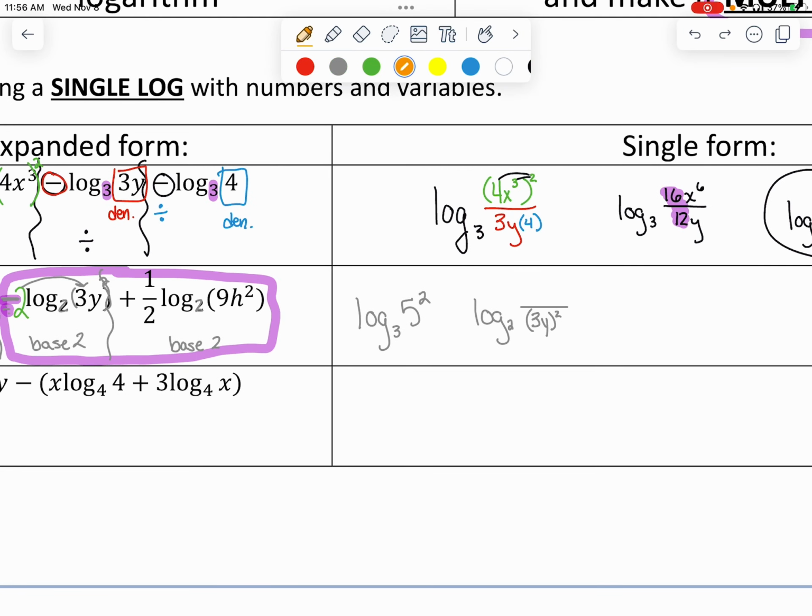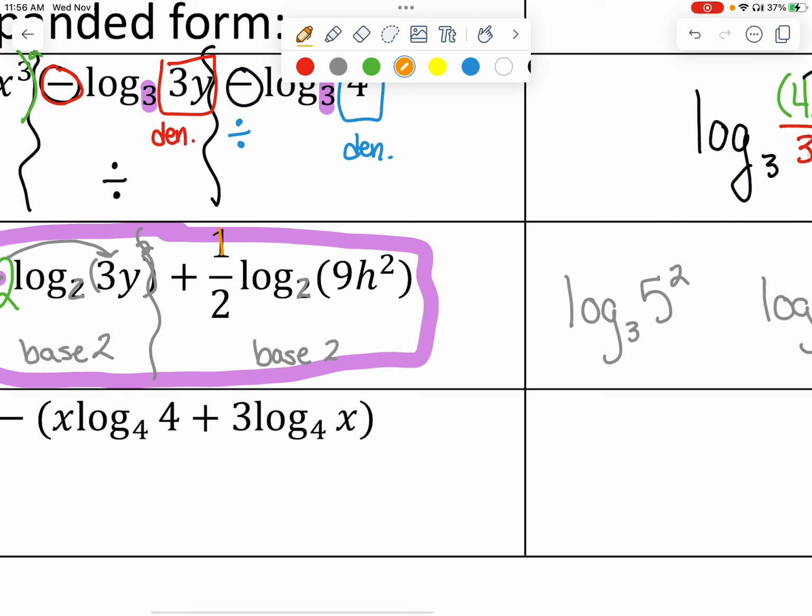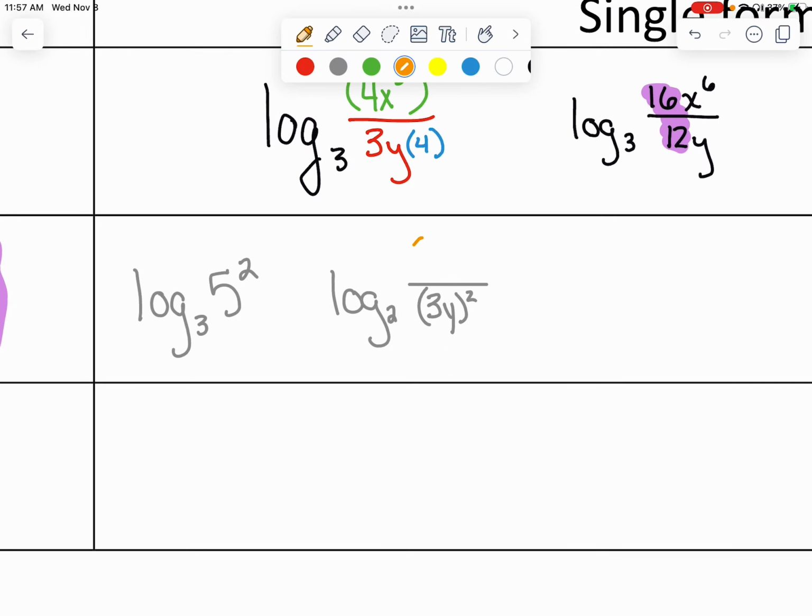All right, let's deal with this pesky 1/2. 1/2 is a power on this parenthesis. So it goes up here. And that's a positive, so that means it's going to go in the numerator. Positives go in the numerator, negatives in the denominator. So I'm going to put my 9h squared up here, and that was to the 1/2 power because of the 1/2 that was in the front. Now it's time for me to put my plus sign here and simplify.